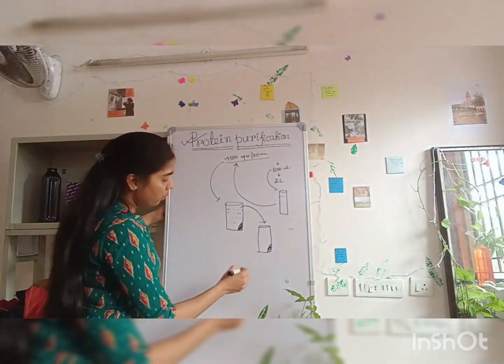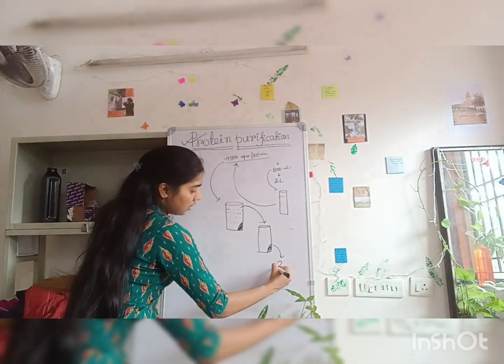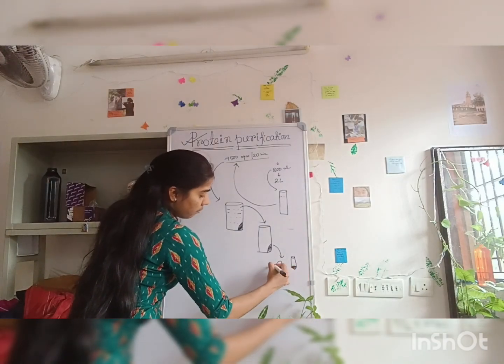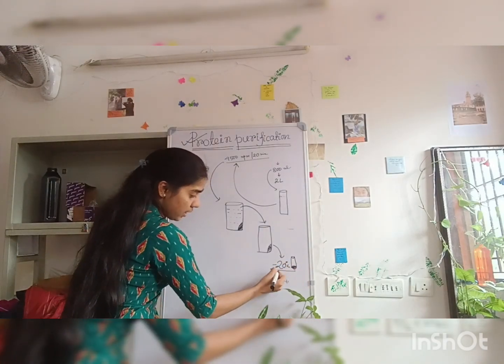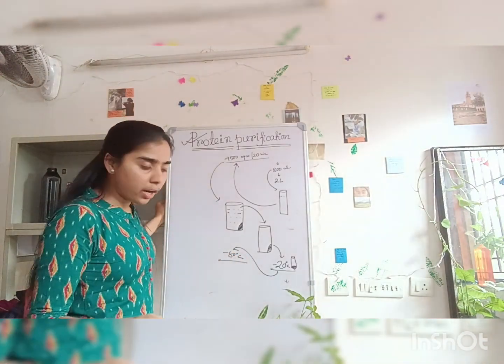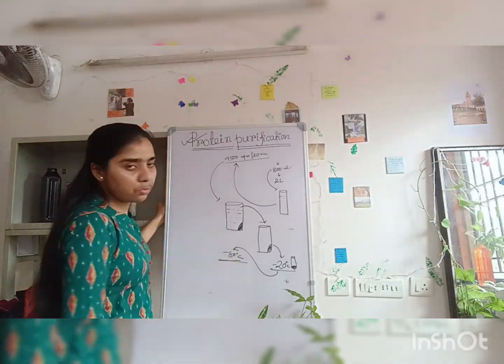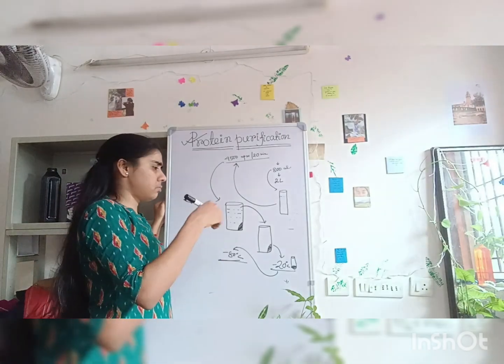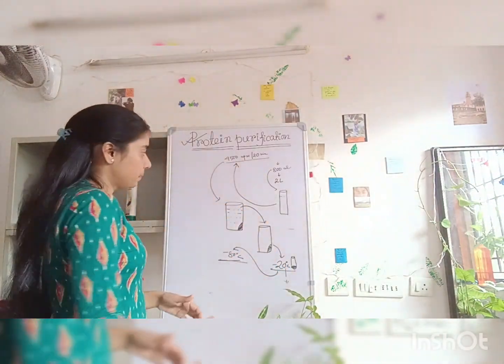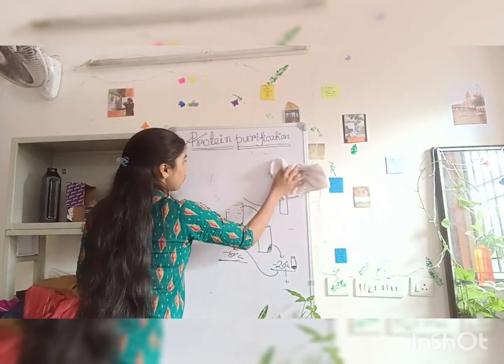Now what we will do, we will remove this pellet and store it in a falcon at -20 degrees Celsius. You can store it at -80 degrees Celsius as well. If you keep it for a longer time, you can store it at -80. If you use that pellet within some days, then you can keep it at -20 normally. Now these things are done. Okay.